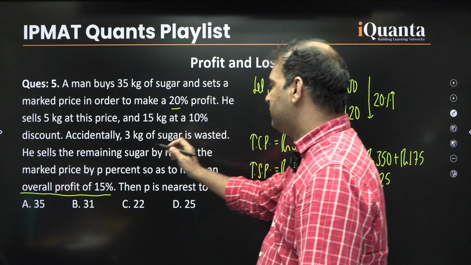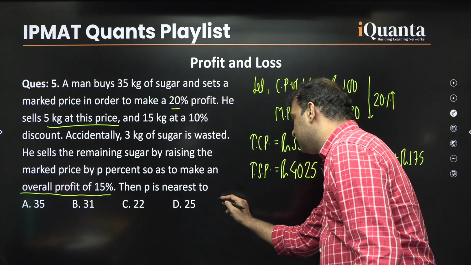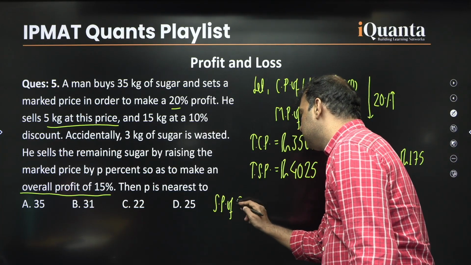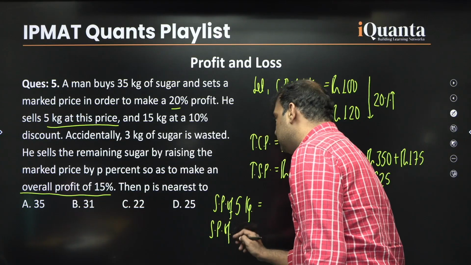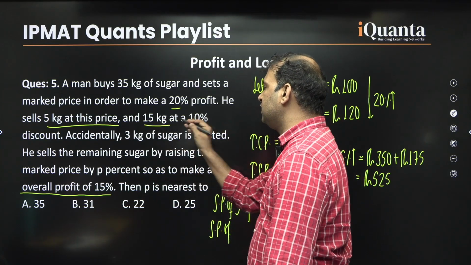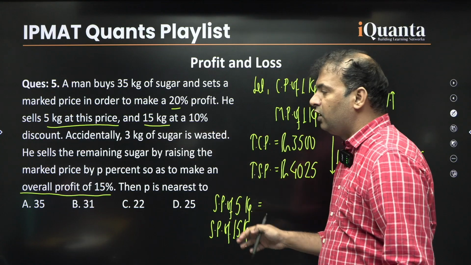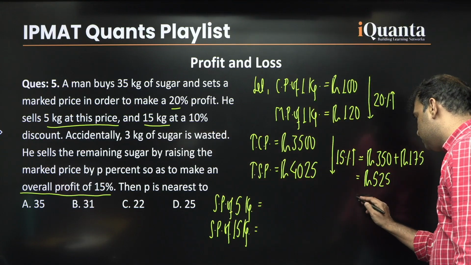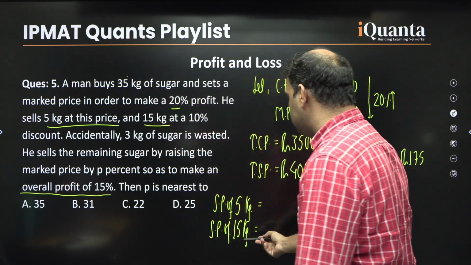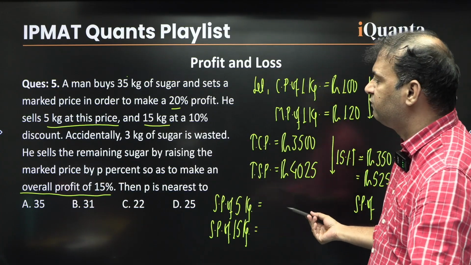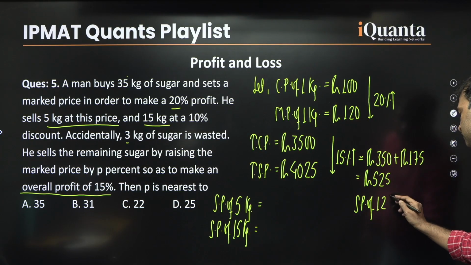See guys, what happened, he sells 5 kg at the mark price. So we can write one by one the selling price of the 5 kg, and the selling price of the 15 kg. All right, and in the end 3 kg got wasted, and how much would be left? His total quantity is 35. 35 minus 5 is 30, 30 minus 15 is 15. 3 got wasted, so remaining is only 12 kg, right? So the selling price of 12 kg we will write over here.